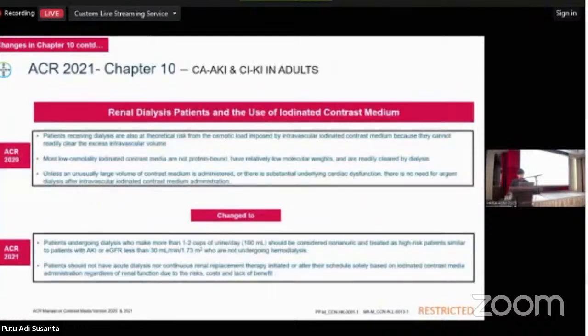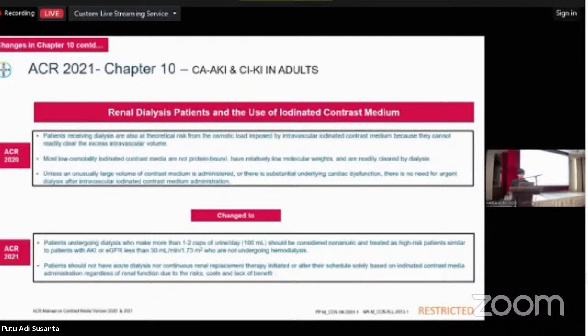And the final update in this chapter is regarding renal dialysis patients and the use of iodinated contrast media. So previously, urgent dialysis was only suggested in patients receiving a large volume of contrast or patients with substantial underlying cardiac dysfunction. However, there is no convincing evidence demonstrating the benefit of prophylactic dialysis on renal function. So in 2021, there are two main updates in this section.